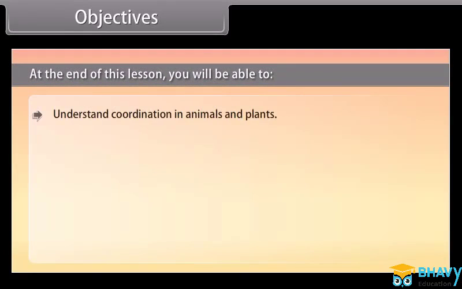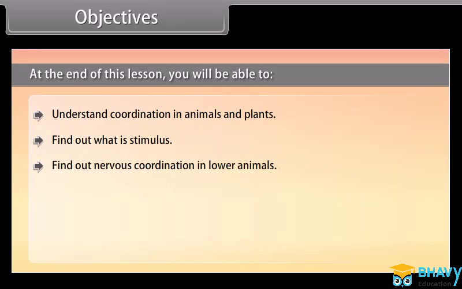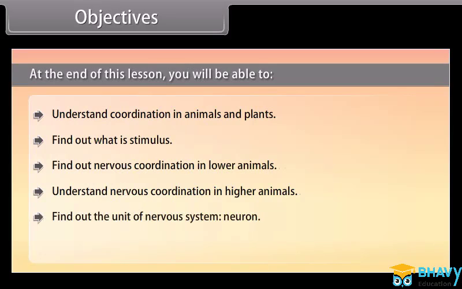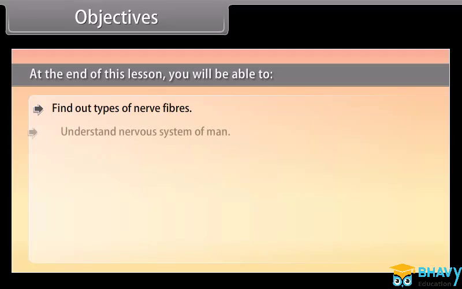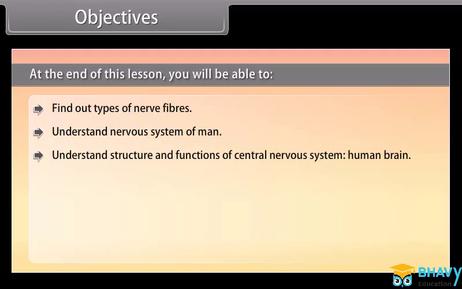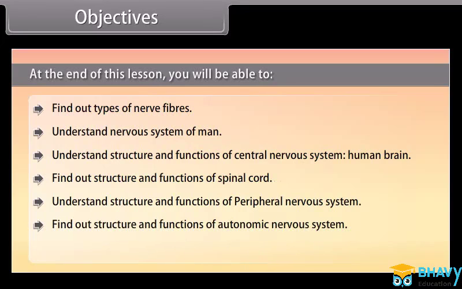Objectives. At the end of this lesson, you'll be able to understand coordination in animals and plants, find out what is stimulus, find out nervous coordination in lower animals, understand nervous coordination in higher animals, find out the unit of nervous system, neuron, find out types of neurons, find out types of nerve fibers, understand nervous system of man, understand structure and functions of central nervous system, human brain, find out structure and functions of spinal cord, understand structure and functions of peripheral nervous system, find out structure and functions of autonomic nervous system, understand reflex actions.